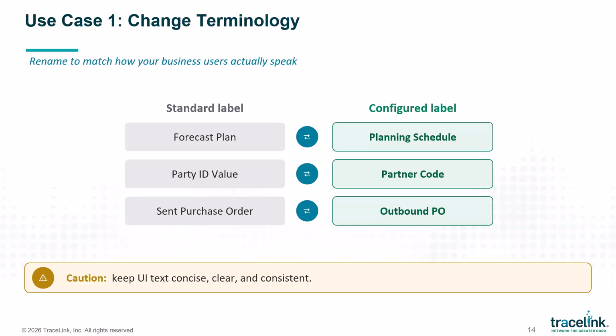The value here is real. Terminology changes improve comprehension when your users simply speak differently than the standard solution does. If everyone on the team says planning schedule, making them mentally translate forecast plan every time just adds friction. But here's the caution. Keep your UI text concise, clear, and consistent. Direct language, present tense, title case for titles, sentence case for assistive text.